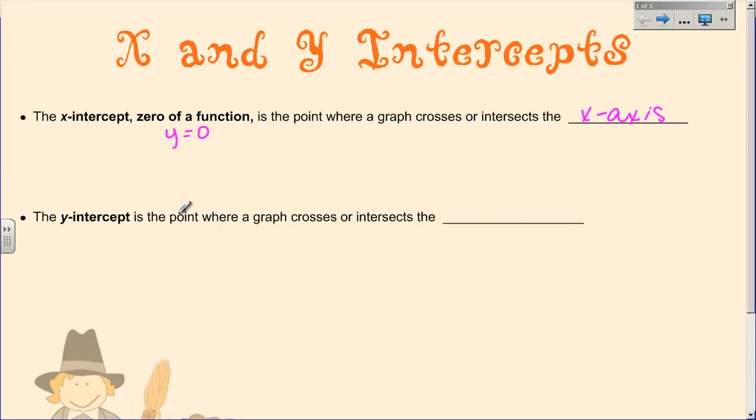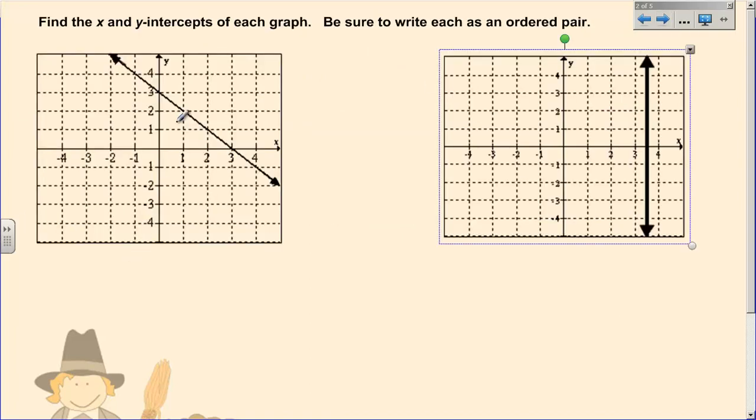The y-intercept is the other of the two intercepts we'll talk about, and it's the point where a graph crosses or intersects the y-axis. It does not have a special name. It's just the y-intercept. So let's talk about finding them. If you were given a graph of any function, we're just going to talk linear functions now, but if you're given the graph of any function, find the x and the y-intercept. You just got to find where it crosses the x and the y-axis.